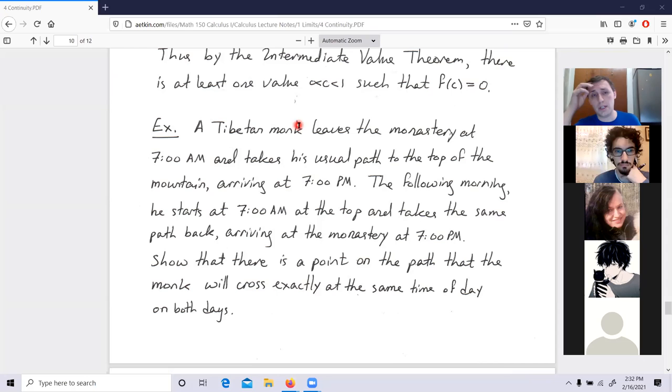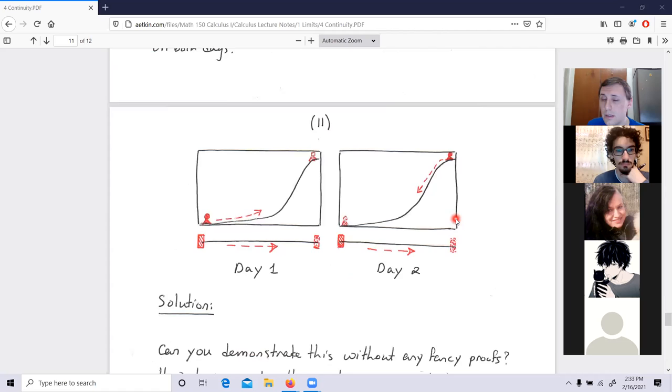So here is the question, guys. A Tibetan monk leaves the monastery at 7 a.m. and takes his usual path to the top of the mountain, arriving at 7 p.m. The following morning, he takes the same pathway, the same route, but he starts at the top of the mountain at 7 a.m. and reaches the bottom at 7 p.m. Here are the animations. Can you picture them, guys? First and second day.